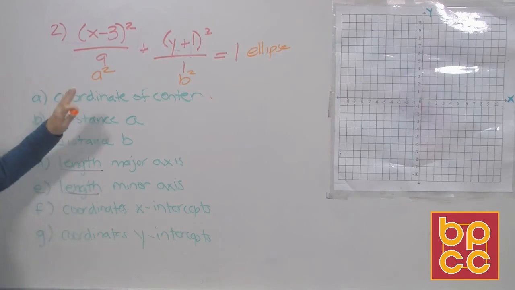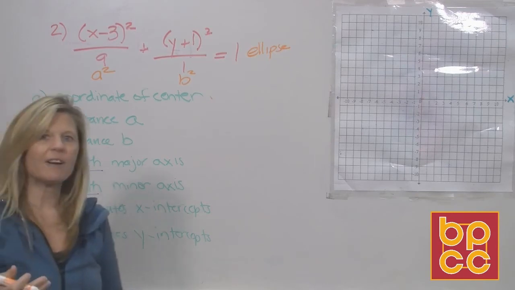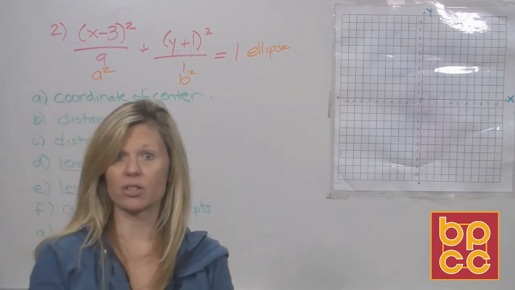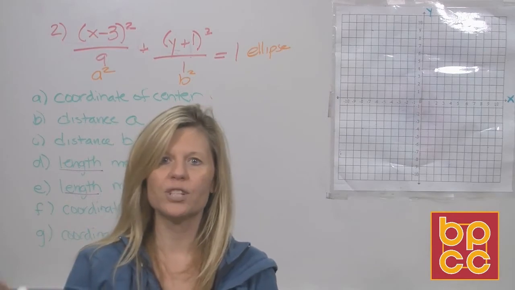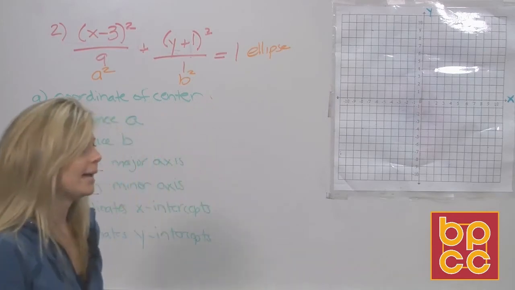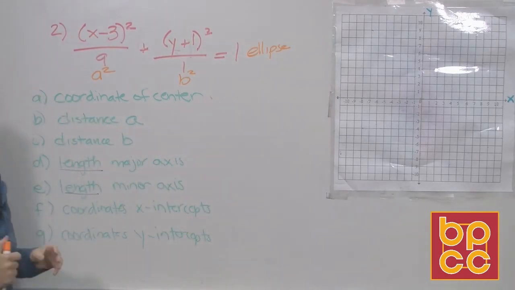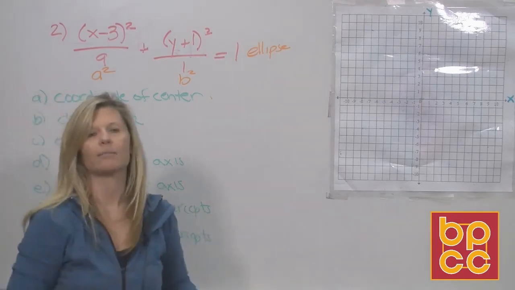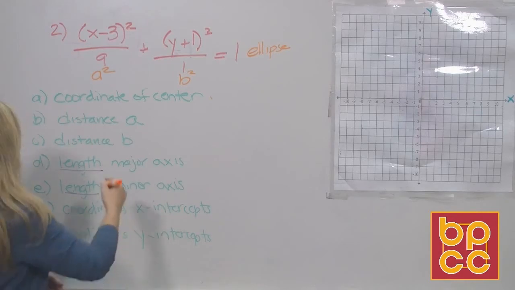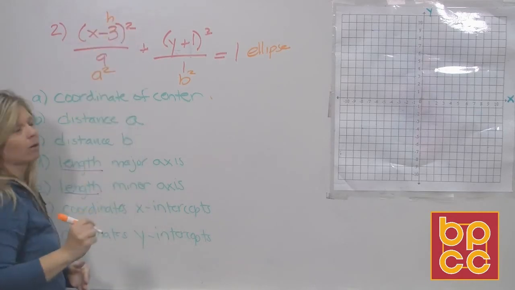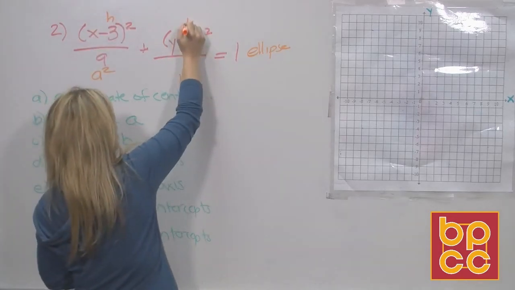Now, once it's in standard form, all you got to do is get all your necessary parts to graph it. To graph an ellipse, you need the center, just like the circle, but you need two different distances, A and B. The center is H and K, which is always behind X and Y. And H is always behind X, because it goes in alphabetical order, and K is always behind Y.